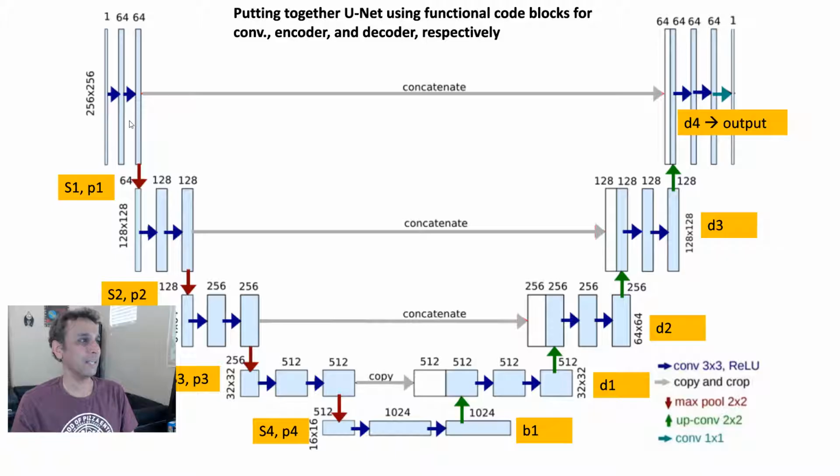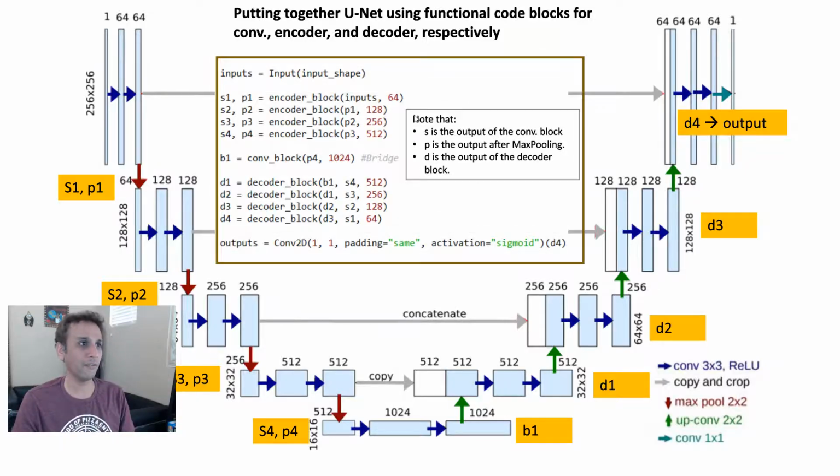Okay, so this is the same slide that we saw earlier, where now we actually put some names here. Let's say this is S1 P1, S2 P2, and so on. Now let's put together our final unit code. Now that we have all the functions, this is your final unit code. That's it. Okay, very few lines. Your input is whatever the input shape is here, 256, 256, 1.